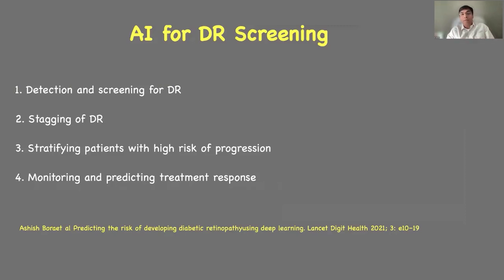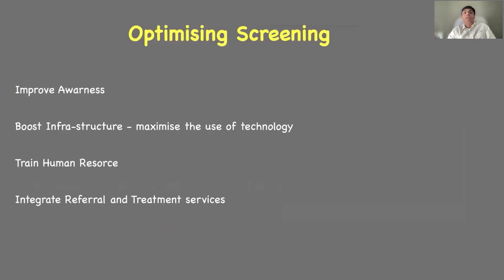The AI can also help in monitoring and predicting the treatment response, which is an important integral part of any screening program. So to conclude, optimizing screening is very important in identifying diabetic retinopathy early and to prevent sight-threatening disease.